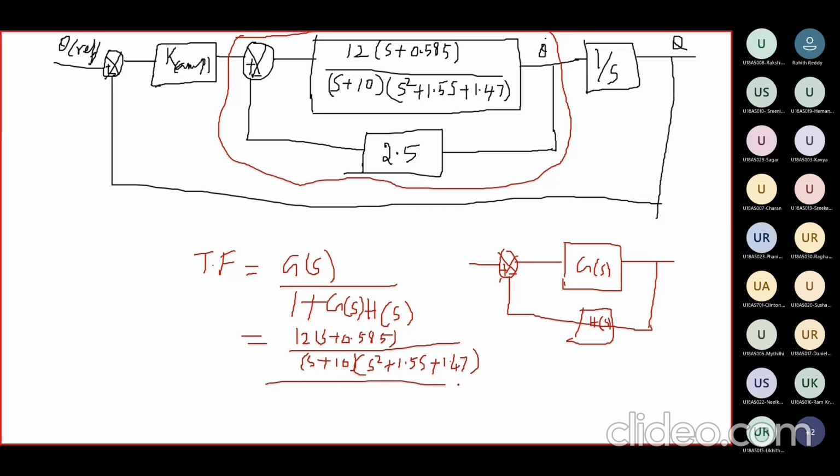These were g of s divided by 1 plus g of s, again 12 into s plus 0.585 divided by s plus 10 into s square plus 1.5s plus 1.47, into where h of s value, this feedback is 2.5, we multiply with 2.5.